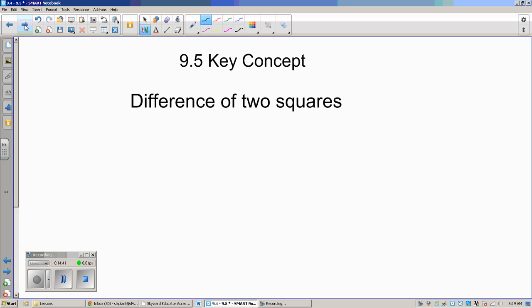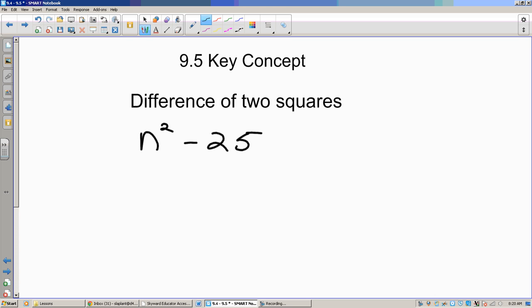Okay. So the difference of two squares is when you're looking for numbers that have two perfect squares. For example, if I am given n squared minus 25, I just have to ask myself, do I have two perfect squares here? Is n squared a perfect square? Yeah. Is 25 a perfect square? Yeah. Okay, sorry about that.